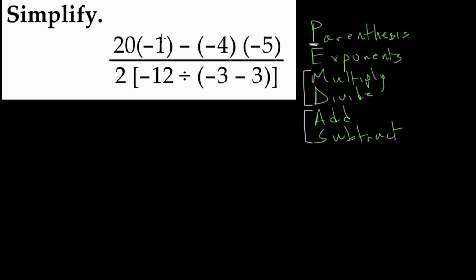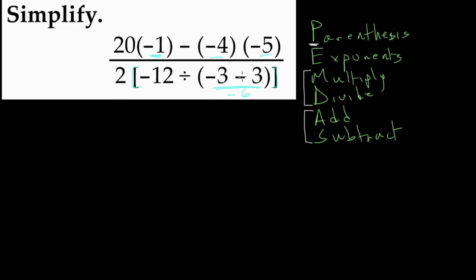And often, the parentheses are already fully simplified. So these numbers here are all in parentheses, but we can't simplify them any further. However, this expression right here is in parentheses and can be simplified. So we will start there. Minus 3 minus 3, we're subtracting 3 from negative 3. That is just negative 6. And then we have this expression in brackets, which are essentially just fancy parentheses. We will carry out that operation next. We will do minus 12 divided by negative 6.